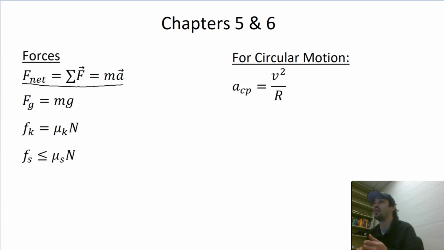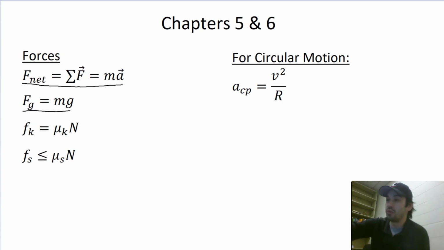Then we can ask ourselves, we want to sum the forces, but what are some of the forces that could be part of this sum of forces? The first one, probably the most familiar to us, is the gravitational force. That's just to say that the force of gravity is m times g. The next one that we have is the force of kinetic friction. The force of kinetic friction is equal to the coefficient of kinetic friction times the normal force.